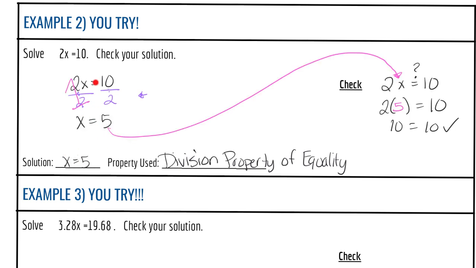All right, so when you divide 2 divided by 2, that's just one whole. So you have x on the left side. And then 10 divided by 2 is 5. So your solution should have been x equals 5. We substituted the 5 in for x to check to make sure that we were okay. And 2 times 5 is 10. So 10 equals 10, so that checks. Go ahead and do example 3.